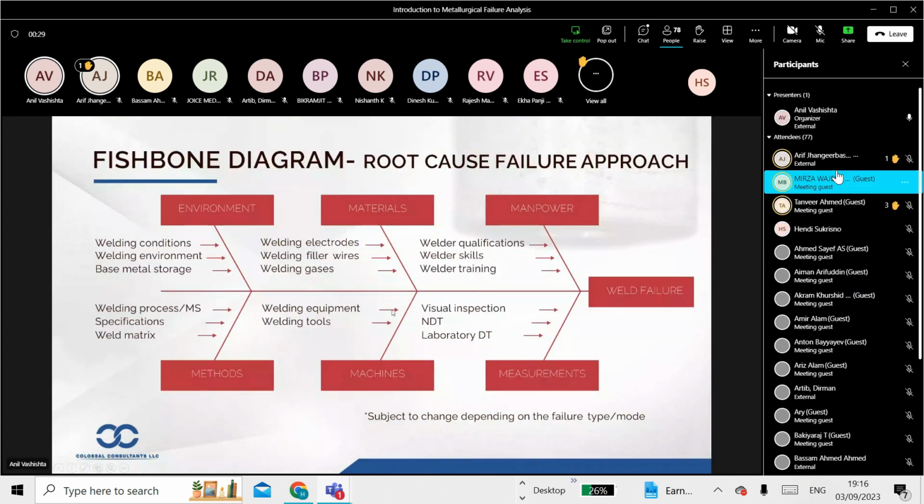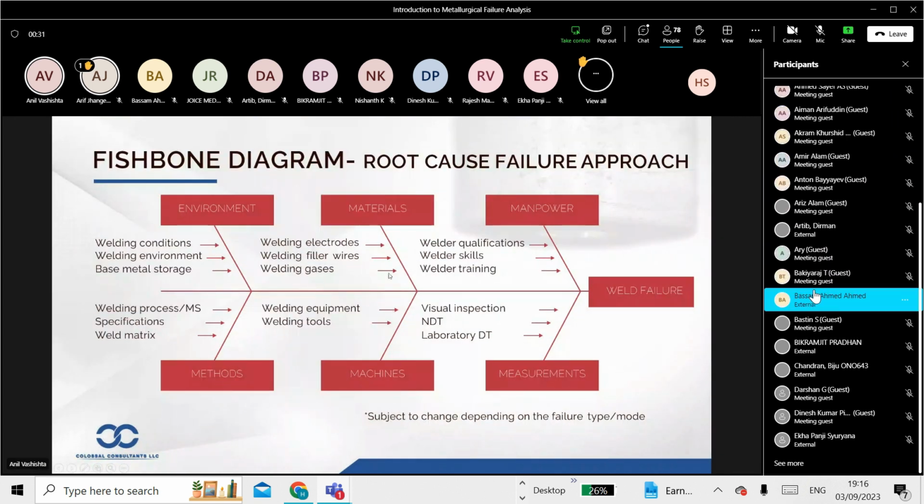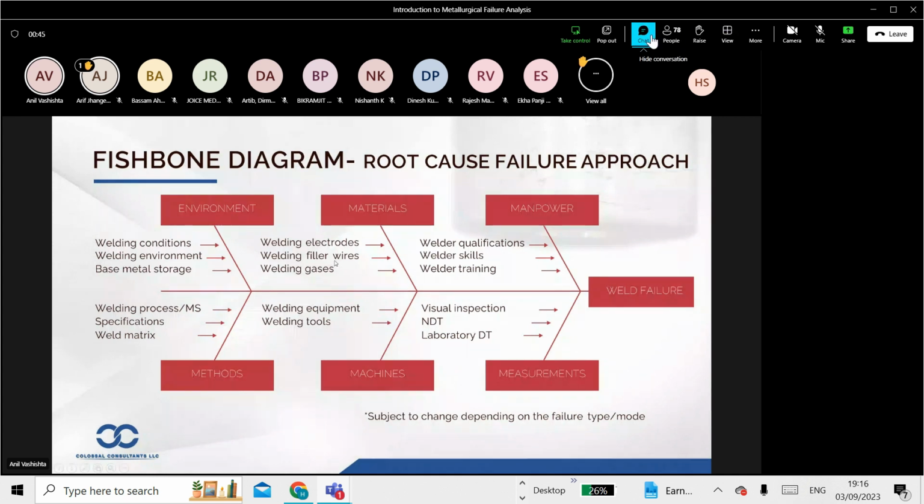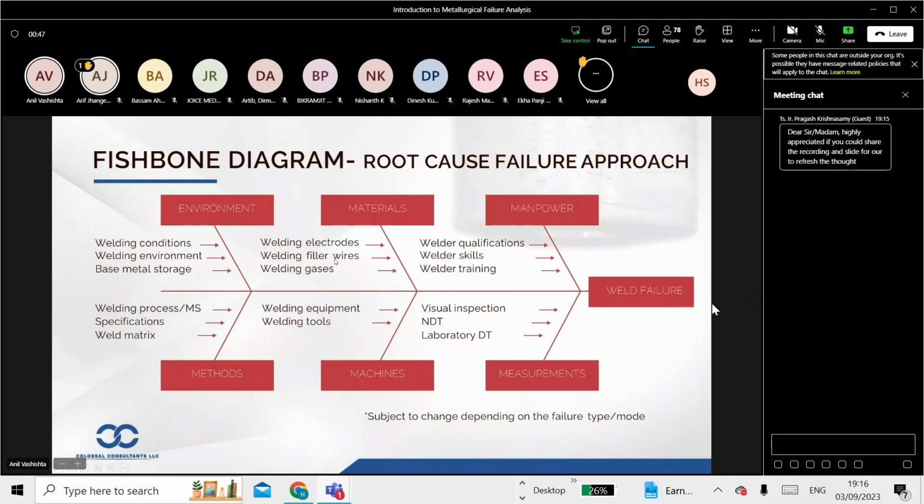So weld failure can be because of environment, methods, machines. Further sub causes which I was talking about, for example, for material, the sub causes can be welding electrodes or filler wires or welding gases. You can identify a few others and add on to this, and then study each of them and try to find out whether they had contributed to the failure or not. So this is a typical fishbone diagram, but this can be modified from case to case.